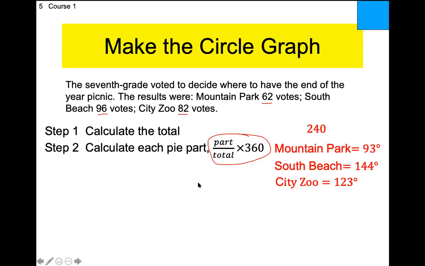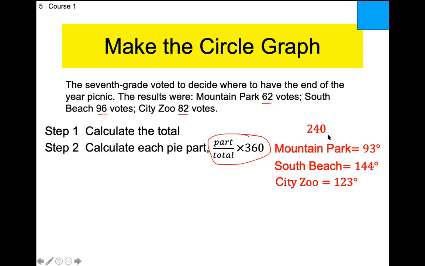Pro tip: even though we know this is 123, there's only 3 categories. When you make your circle graph, you'll only have to graph 2 of these. The third one will automatically be whatever is left over. Let me explain that one more time.